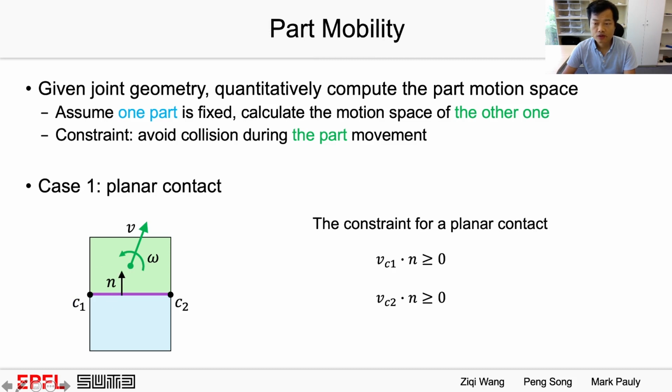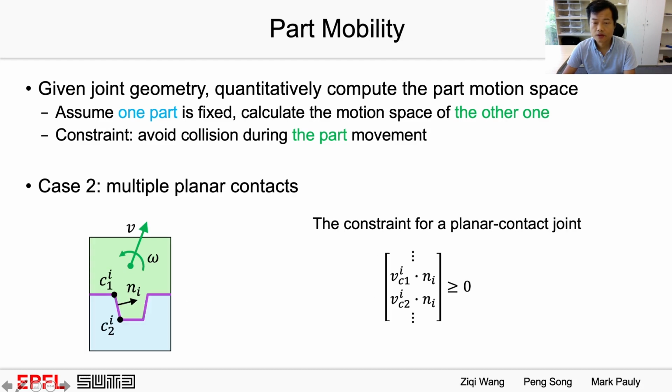The constraint for a planar contact can be formulated by these two inequalities for two endpoints respectively. This is because we consider infinitesimal motion for the green part. When a joint has multiple planar contacts, we can formulate the constraint for each planar contact, such as C1 and C2, and then we stack all these constraints to form a system of linear inequalities.